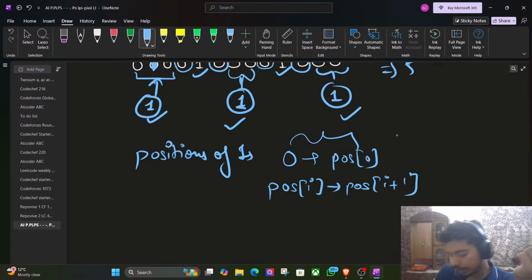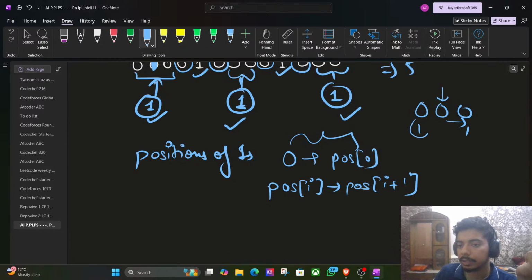I didn't understand, like check if right and left position have 1. If not, then put a 1 here. Oh, I guess you mean this. So if you are standing here, check if this is 1 or this is 1. If it is not 1, then you have to place 1 here.